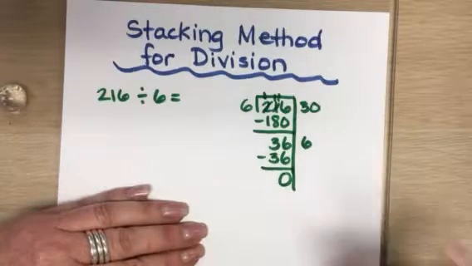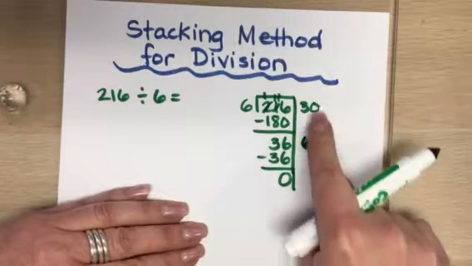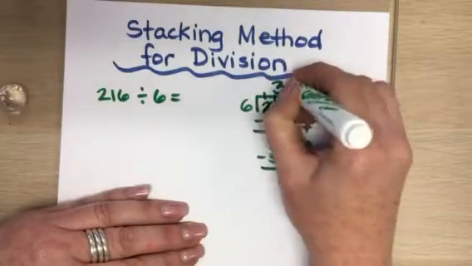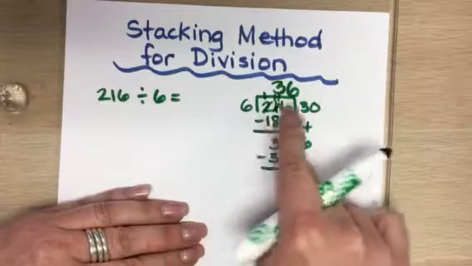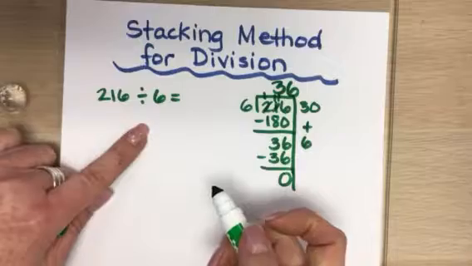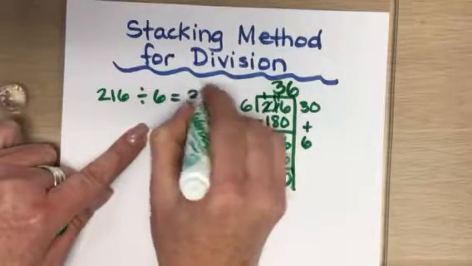But where's my answer? So my answer is along the side here, 30 plus 6. And we put our answer up here like we would normally do in a standard algorithm division problem. So 216 divided by 6 is 36.